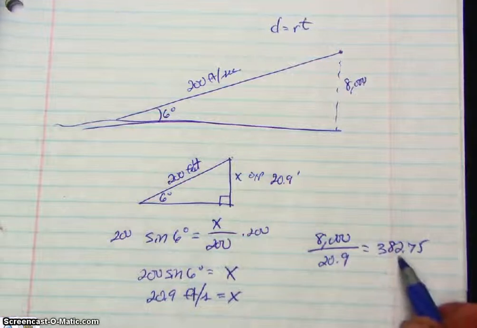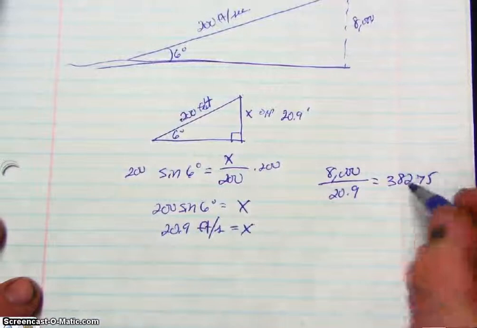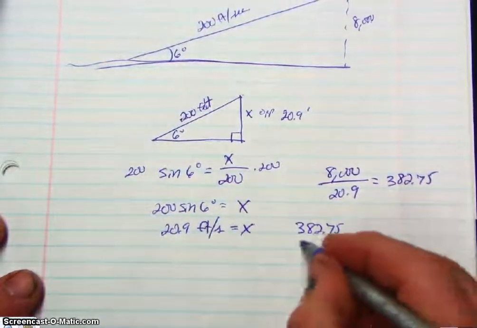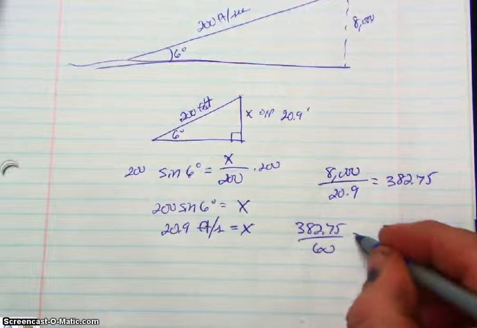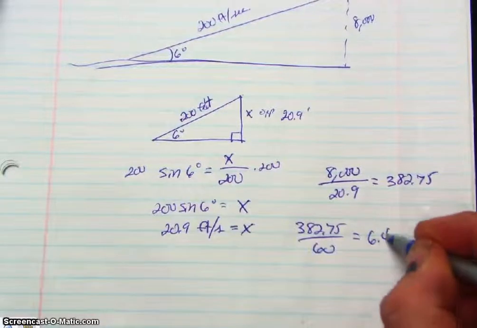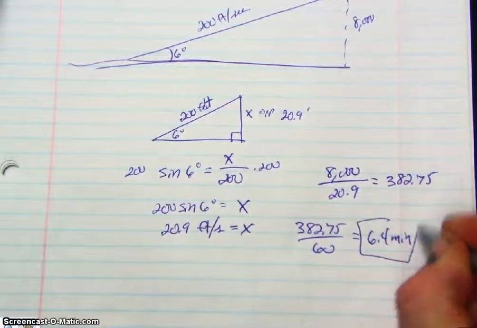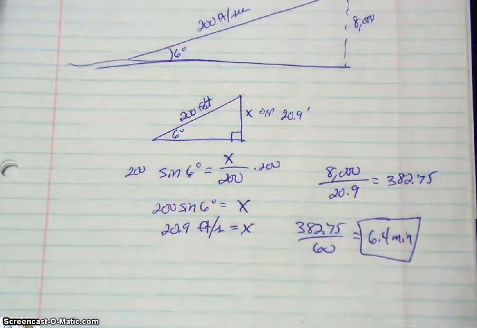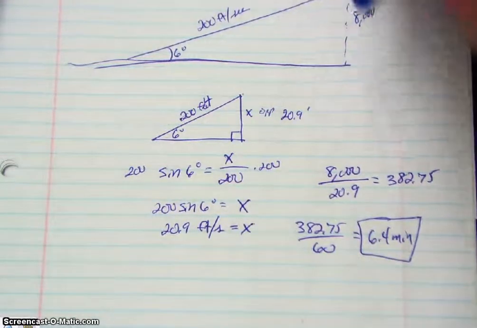So they're asking for how many minutes. I have to convert these seconds to minutes. There's 60 seconds per minute, so I divide by 60. That gives me approximately 6.4 minutes. That was for number 40. Let's look at number 42.